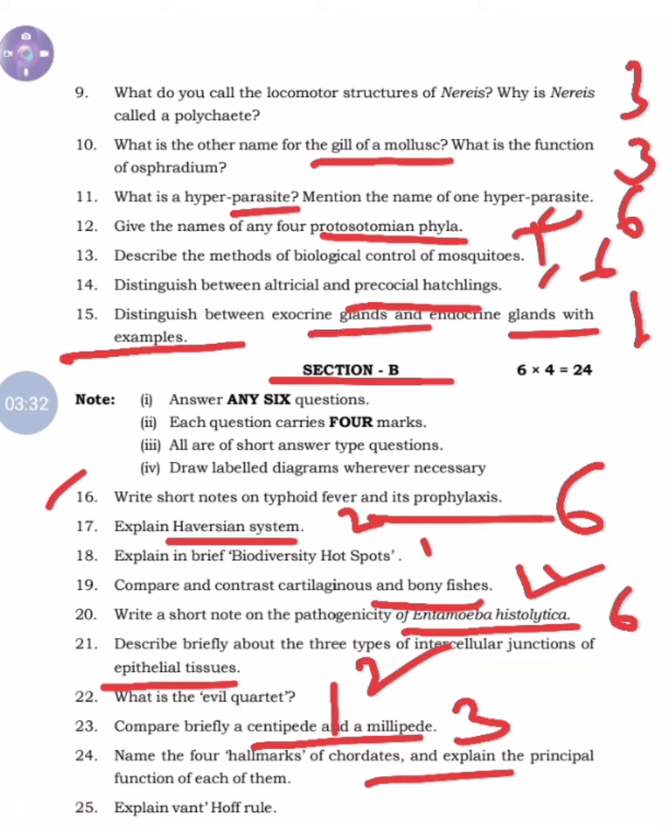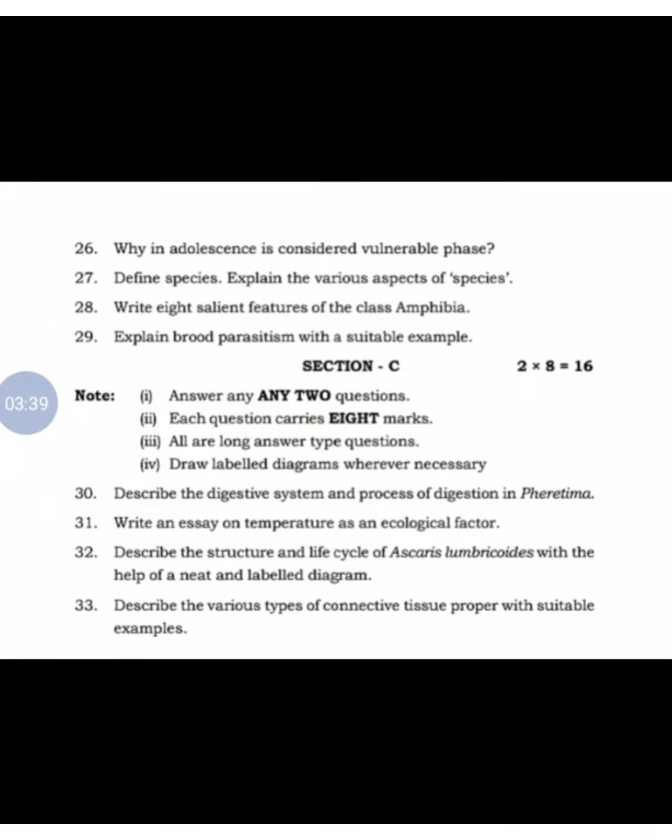Next, hallmarks of chordates, 4th chapter. One-half rule, that is of the last chapter, as well as the 26th question of short answer. Why is adolescence called a vulnerable stage? It is of chapter 6. And define species, chapter 1. Next, salient features of amphibia, vertebrates, chapter 4. And brood parasitism, chapter 8.